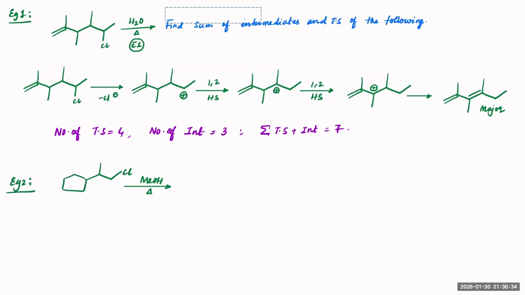The question is the same. We need to find out the number of intermediates and transition states, the sum of intermediates and transition states in the following. Again, this is also an E1 mechanism for your reference.